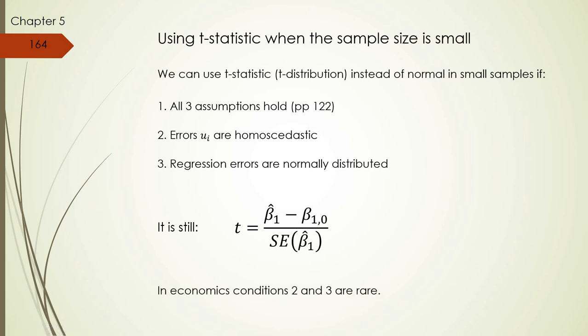In economics, unfortunately, assumptions, conditions 2 and 3 are very rare. So it is very rare that you will run into homoscedastic errors or homoscedastic data. And probably your regression errors won't be normally distributed. So probably you will have to use heteroscedastic errors, and you will look for a bigger sample, which means at least 100 units in your sample, 100 data.